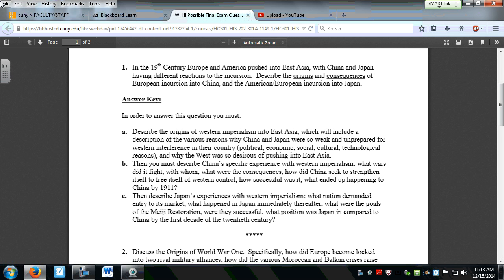The Japanese, like the Chinese, tried to strengthen themselves to regain their independence. This was called the Meiji Restoration. What was it about the Meiji Restoration? What is the Meiji Restoration? What were its goals? What did it want to do? How did it try to strengthen Japan in order to regain its independence? How successful was the Meiji Restoration?